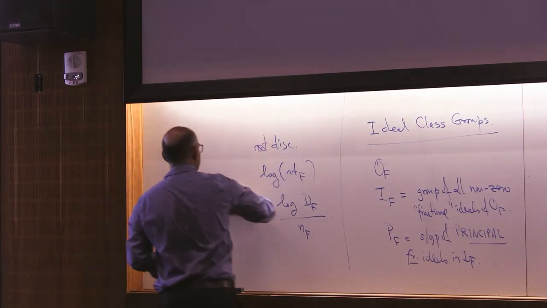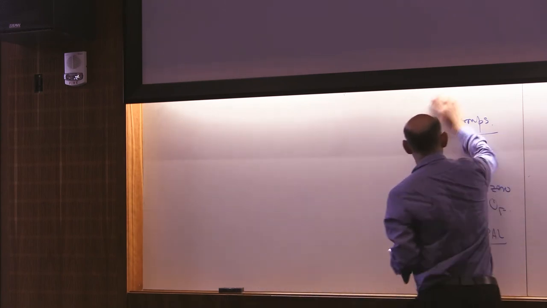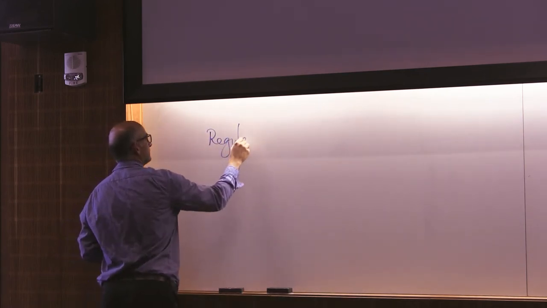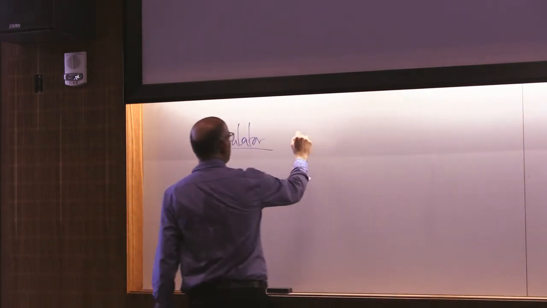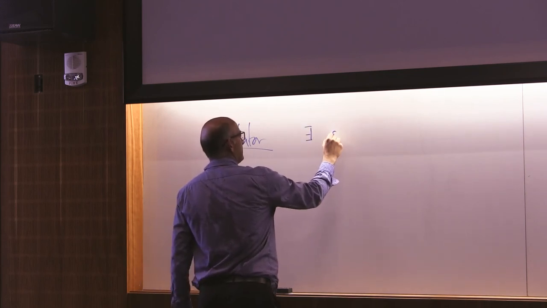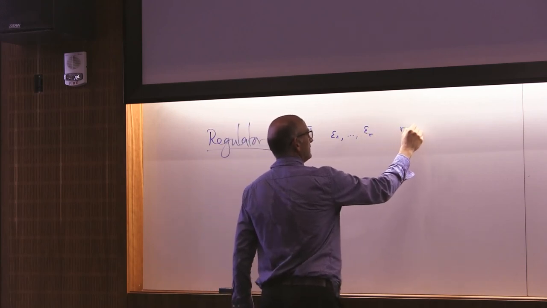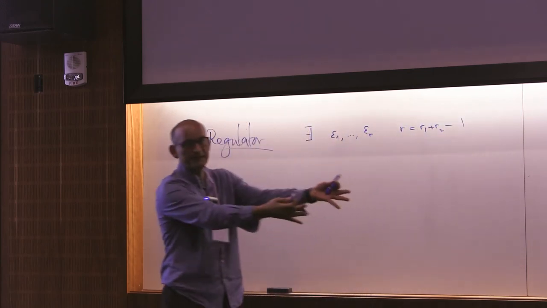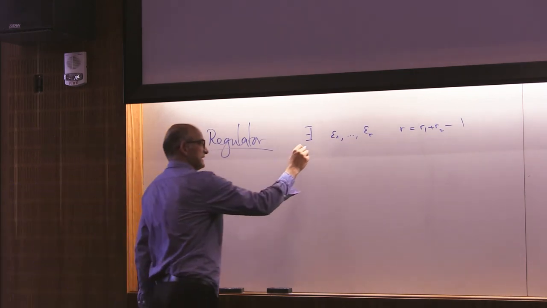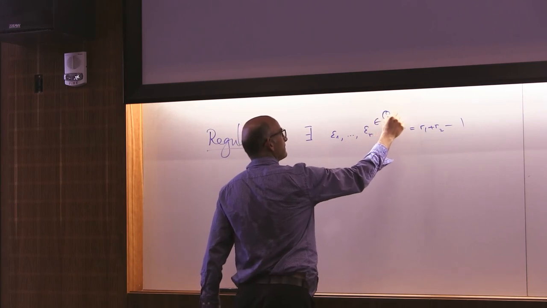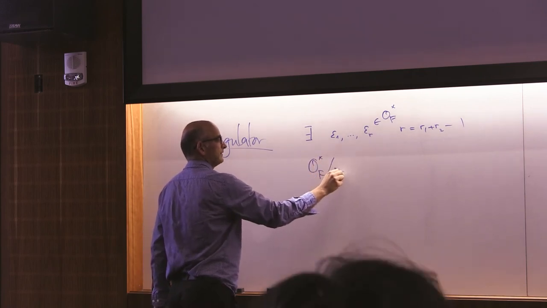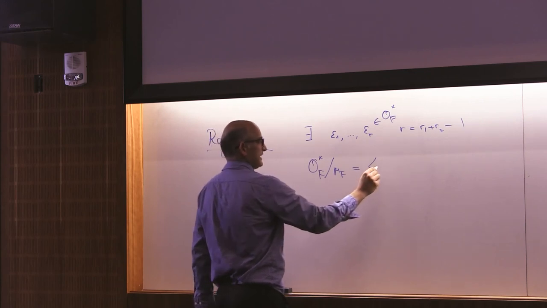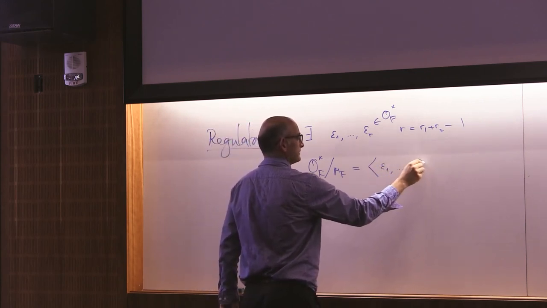All right, so I can give you the definition of the regulator now. Since it's a finitely generated abelian group, there exist epsilon 1 up to epsilon r. R here is R1 plus R2 minus 1. This is what it means for it to be a finitely generated abelian group. It means that you can find units such that the unit group modulo the roots of unity is the group generated by epsilon 1 up to epsilon r.